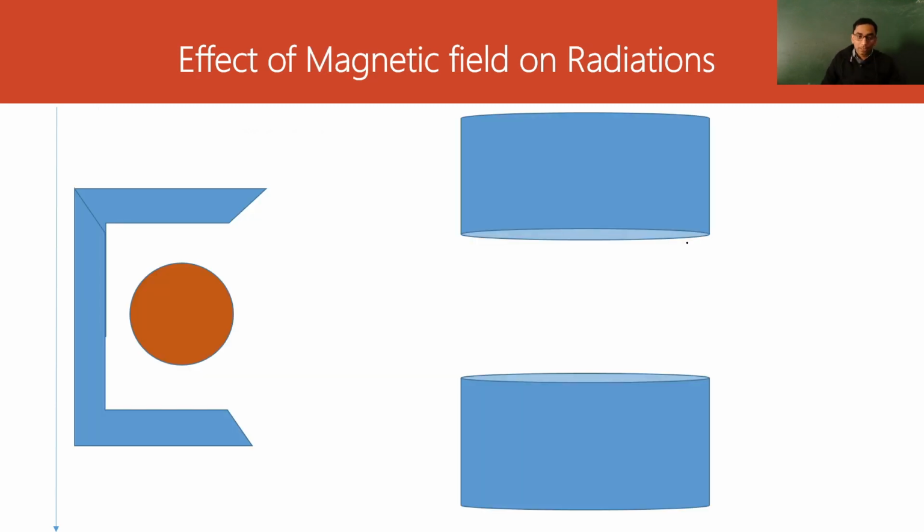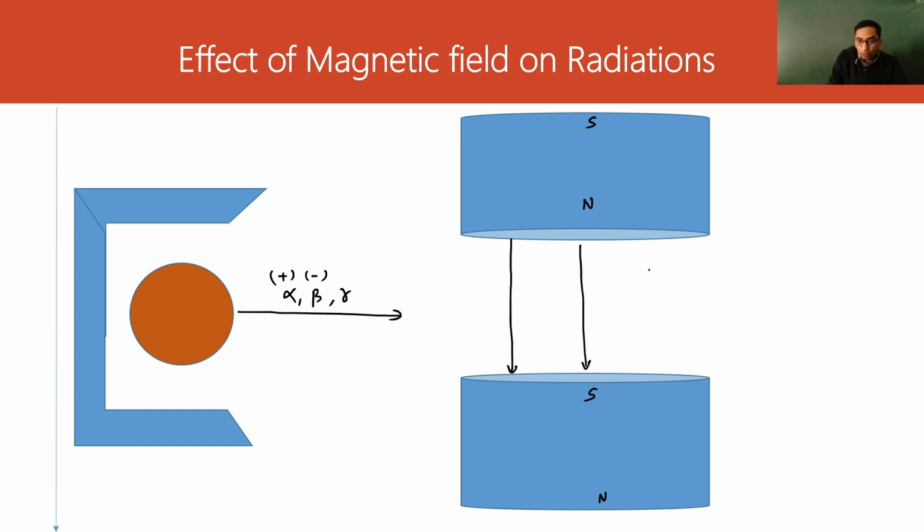This I had already explained to you, and let me explain this once again. Now suppose these are the alpha, beta and gamma particles. Beta is negative, alpha is positive, and this is the north pole and south pole of one magnet. This is south and north of the other magnet. So basically the magnetic field is pointing downwards.